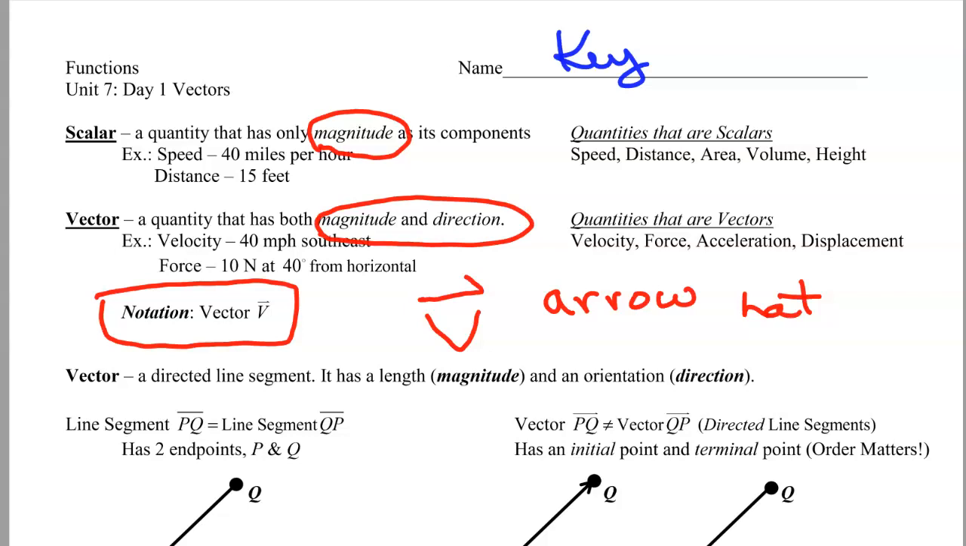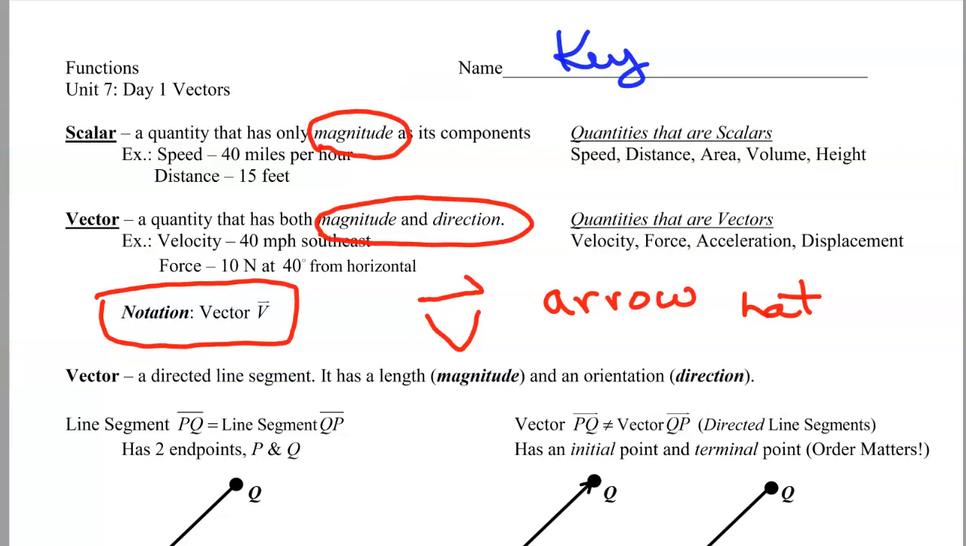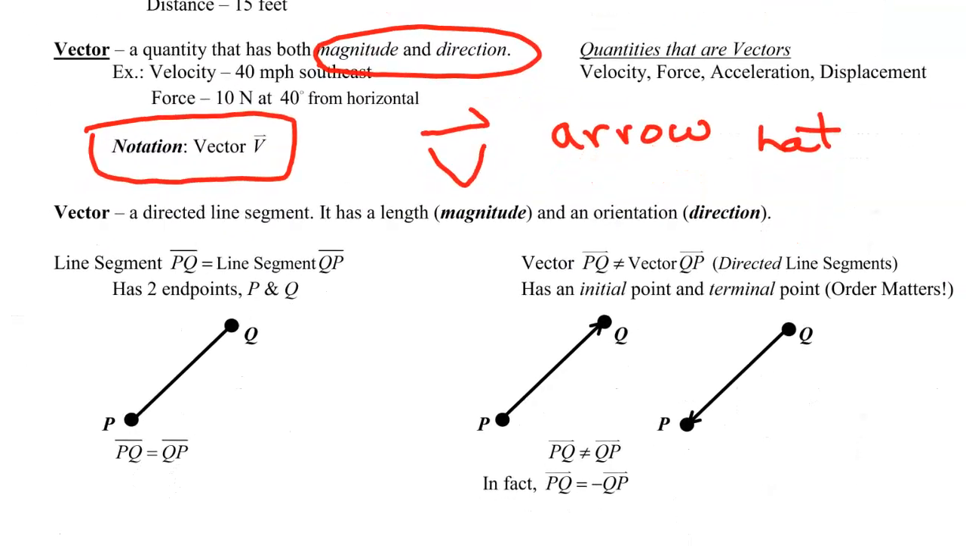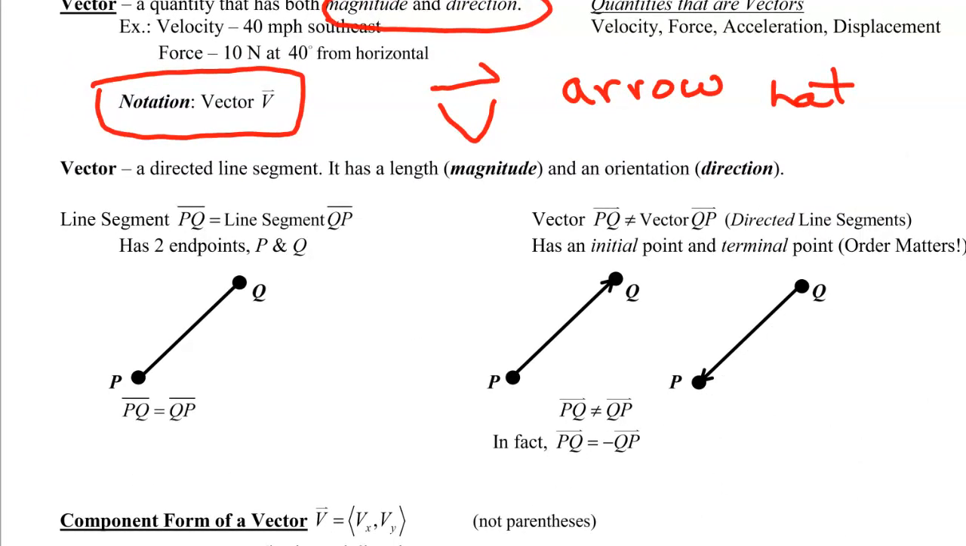Okay, I'm going to change colors. Okay, move it up a little bit. A line segment is something you did in geometry class. It didn't matter if you went from point P to point Q or from point Q to point P. These were the same line segment. A vector is different. Order does matter. It is a directed line segment.